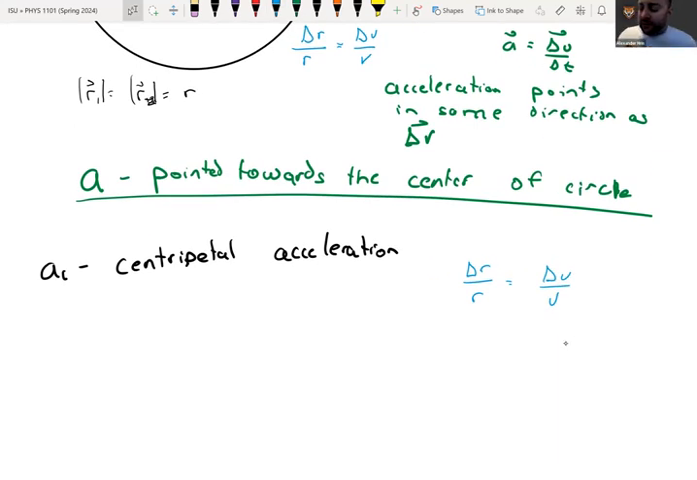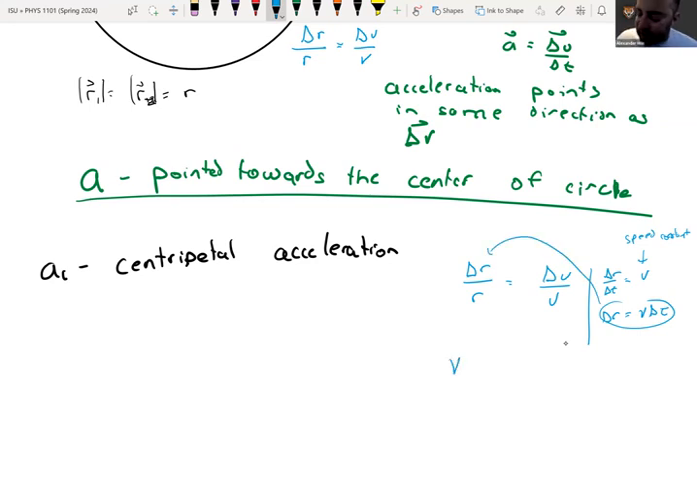Now I'm going to do some substitutions. The first one is that delta R over delta T should be equal to our velocity if speed is constant. It is worth knowing that as long as speed is constant, this is true. Now, why do I want to do this? Well, the more useful thing is to say that delta R is equal to V delta T, and then I'm going to do this substitution in here. So instead of delta R, I'm going to change that to V delta T over R. So that's what the left side becomes.